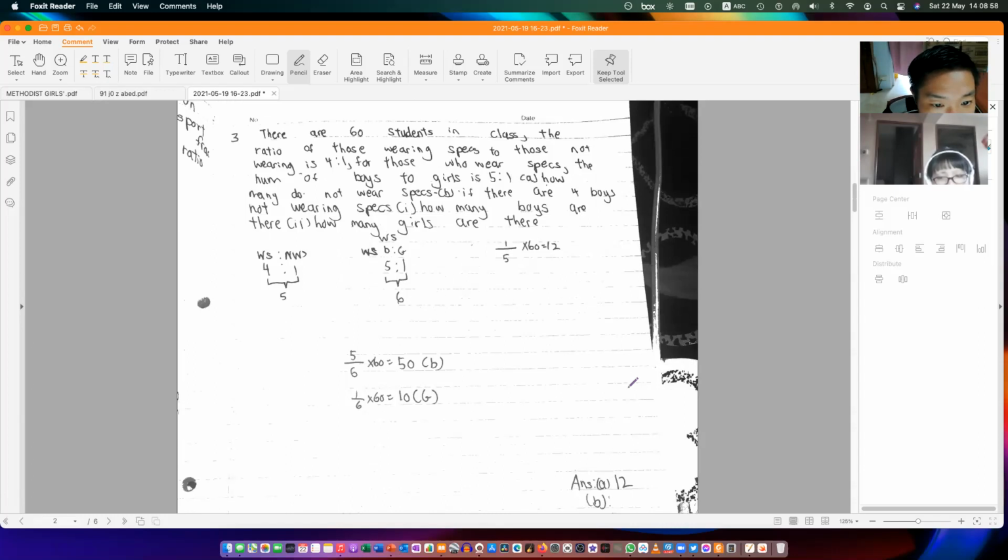Okay, over here. So there are 60 students in a class. So total is 60. And the ratio of those wearing spec to those not wearing spec is 4:1. So it's wear spec, not wear is 4:1. So total is 5. So then can I ask you how many wearing spec and how many not wearing spec?